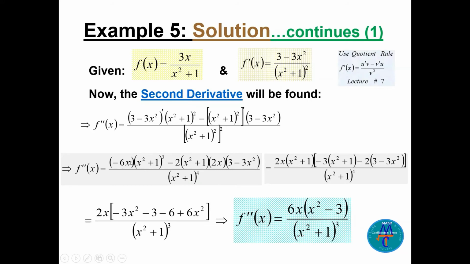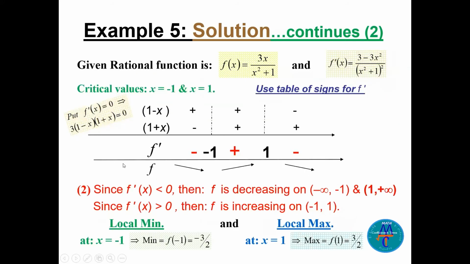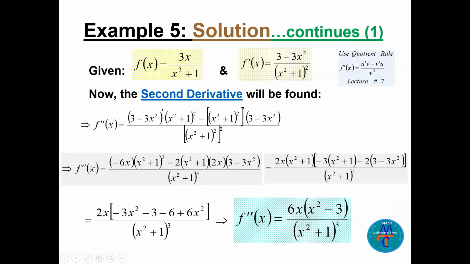Now what's left inside? I'll go back. Minus 3. See, this is minus 3 times (x squared plus 1) minus 2 here, times all this, 3 minus 3x squared. So now we can cancel here one of these x squared plus 1. This is power 4, this is power 1, so down we have it power 3. And leave the 2x there.